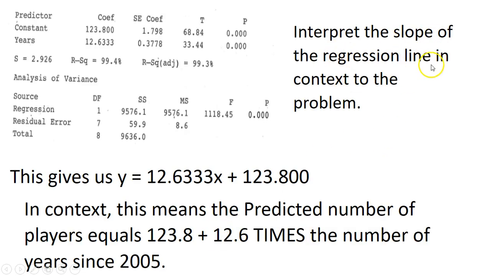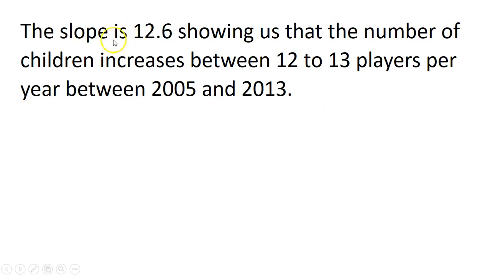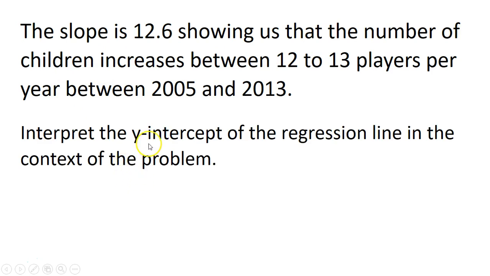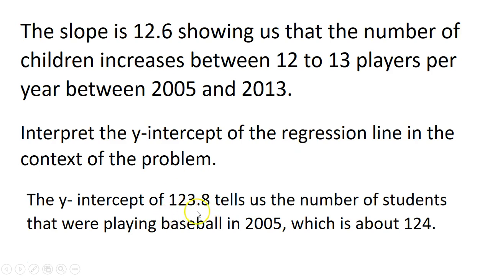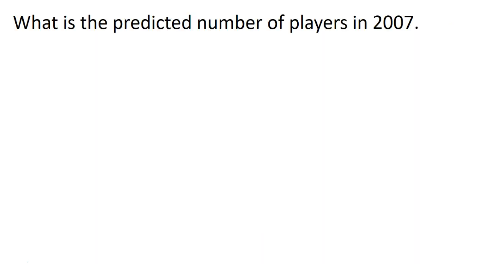So interpret the slope of the regression line in context of the problem. The slope is 12.6. It shows us that the number of children increases from 12 to 13 players per year, every year from 2005 to 2013. Interpret the y-intercept of the regression line. It basically means about 123.8 tells us the number of students that were playing in that year 2005, which was probably around 124 kids were playing when it started.